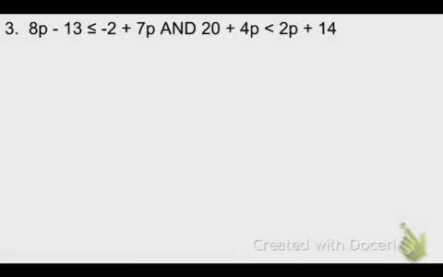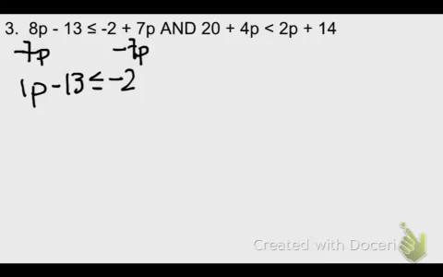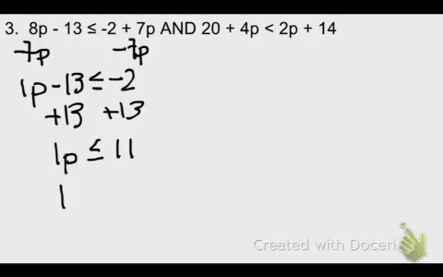All right, ladies and gentlemen, go ahead and press pause on your video and jot down this last example. Okay, just like in the other two examples, we started with the first inequality, so I'm going to start by subtracting 7p on both sides. And I'll get 1p minus 13 is less than or equal to negative 2. I'll add 13 on both sides. And I'll get 1p is less than or equal to 11, which is the same as p is less than or equal to 11 there.